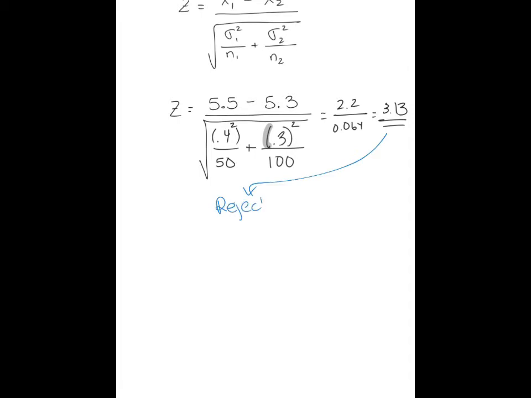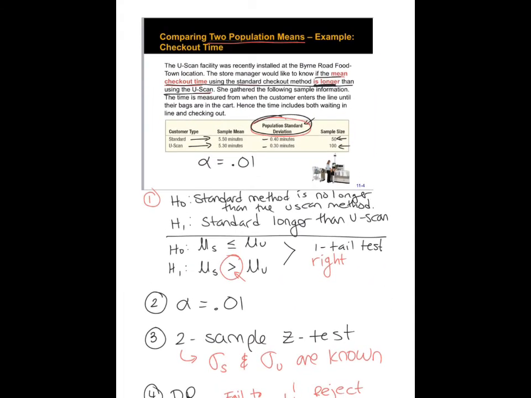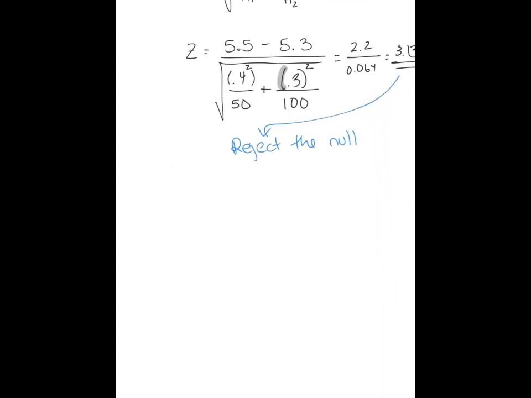So what this tells us is we reject the null. And remember, when we reject the null, we're basically accepting the alternate hypothesis. So in this case, if we go back to read our question at hand, it says, the store manager would like to know if the mean checkout time using the standard method is longer than the UScan method. You would answer yes to that question because you are confirming this alternate hypothesis. Okay, so let's go on to the p-value, our last step, just like in the other case. Step 6 is our p-value.